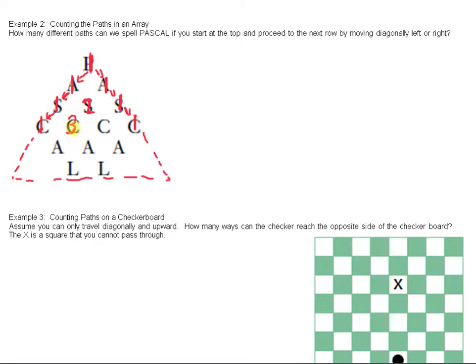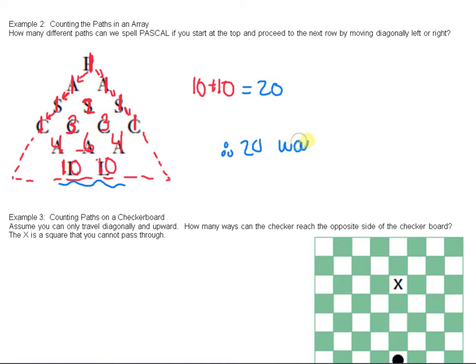1 plus 2 equals 3. 2 plus 1 equals 3. 3 plus 1, I get 4. I get 6, I get 4. And then we have 10 and 10. So the total number of ways of spelling Pascal or routing through this word Pascal is 10 plus 10. All we do right here at the bottom is we add these two. Okay, so 10 plus 10, there are 20 different routes. Therefore, 20 ways.